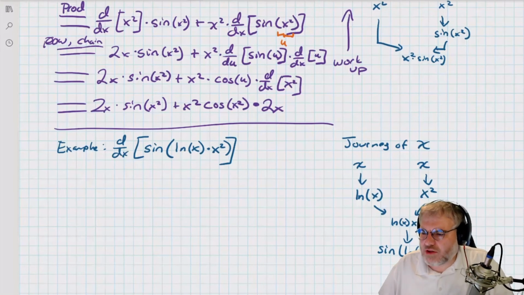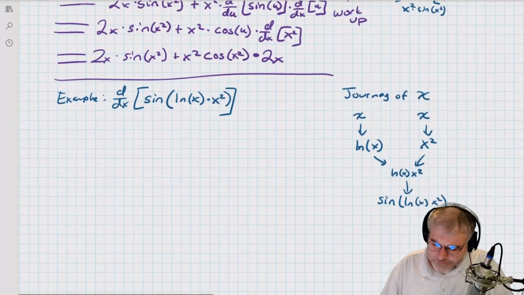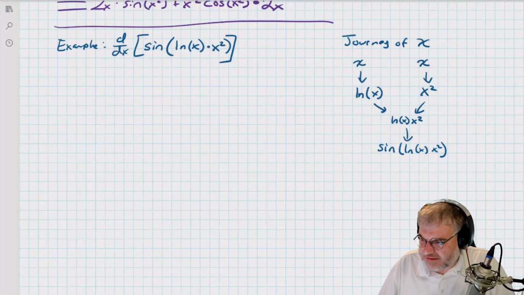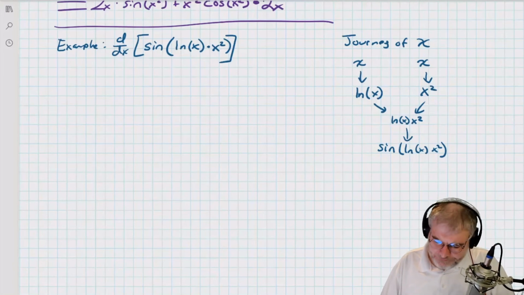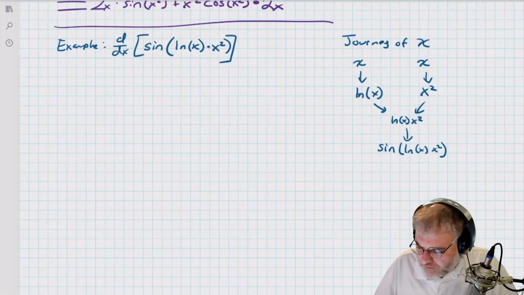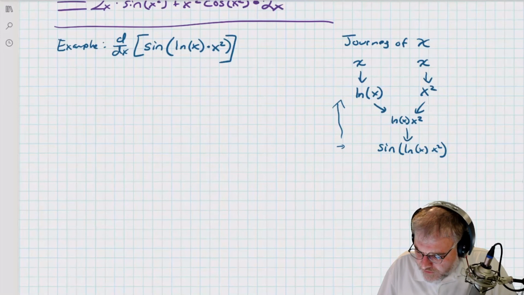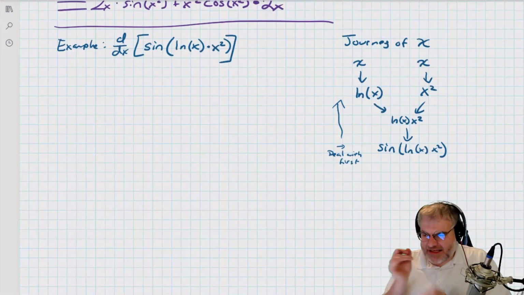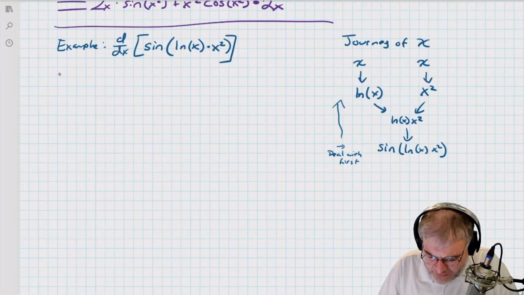So what is the outer layer of this onion? The outer layer is a sine. The last thing that happened is a sine. Okay. So I'm going to deal with that first. The chain, I move up. This, I deal with first. I work outside in. All right, so the way I'm going to do this is I'm going to go d over. So the first thing that's going to happen is a chain.